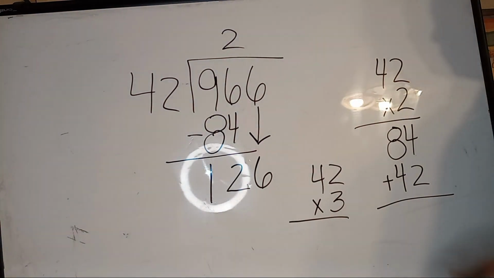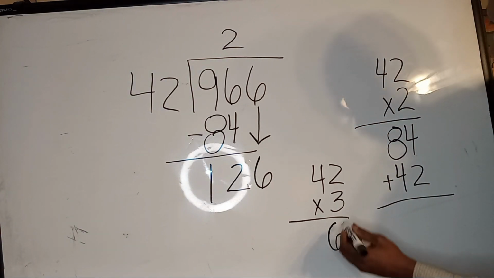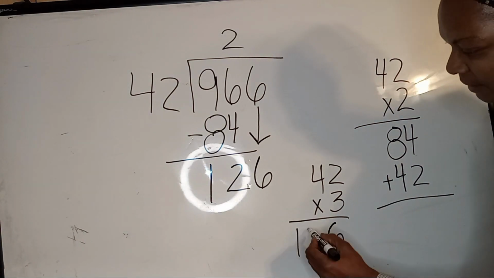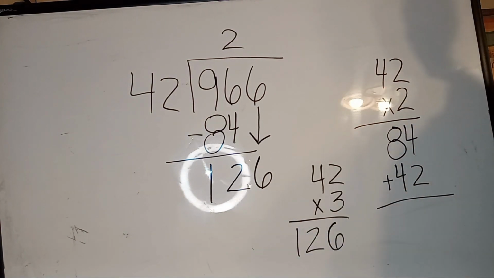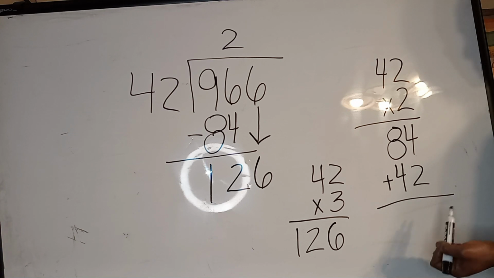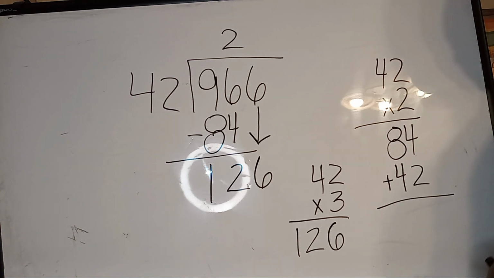So I'm going to show you. So now 3 times 2 is how much? 6. All right. And 3 times 4 is how much? 12. All right, great job. So now we got our 126. So we also could have done that after doing 42 times 2 is 84. All we had to do was just add another 42. And if we do that, we should have the same answer as this.